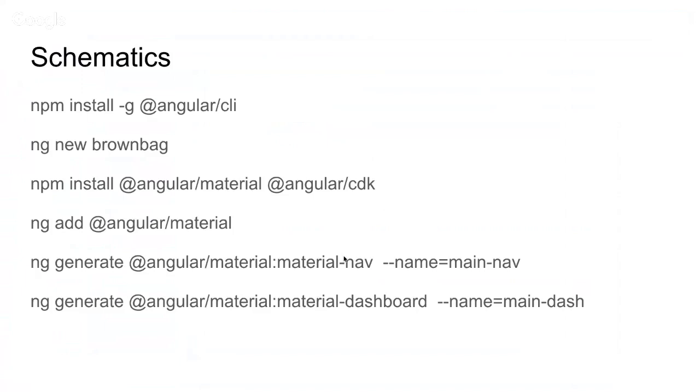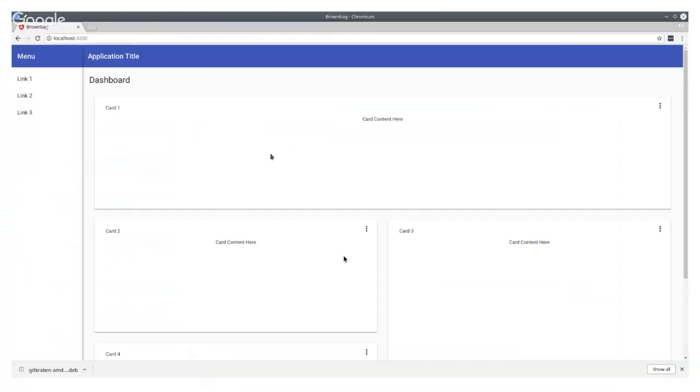The next thing he did was ng generate material dashboard. And again, now you've got some card components that you can work with however you want. Again, it's something you will eventually modify, but at least you have something to start with without having to try and figure it all out yourself.